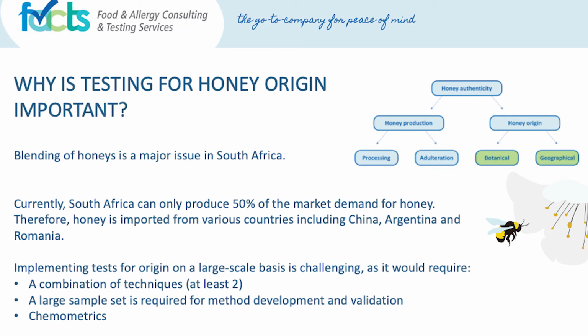Although it would be preferable to have a once-off commercial test where we can screen a sample and know exactly what it is and where it came from, implementing tests for origin are specifically challenging because they require a combination of modern techniques, a very large sample set to capture all the different types of honey that could possibly be in South Africa, as well as the use of chemometrics.